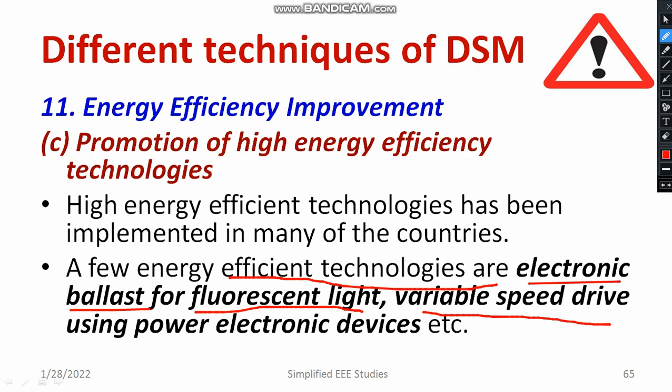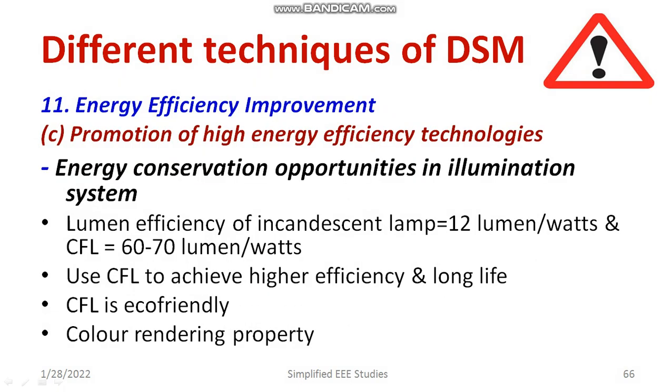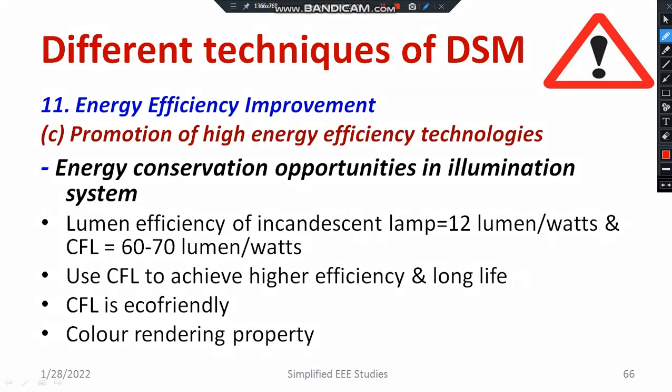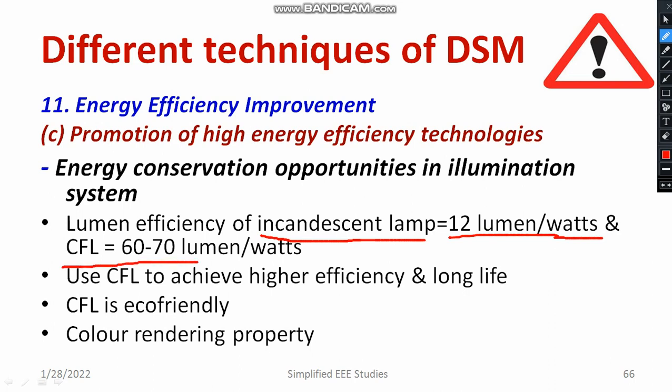Likewise, some promotion needs to be given for high energy efficient equipment. The government could give it at a subsidized rate. So this program is generally called energy efficiency improvement. A typical example of energy efficiency improvement is as follows. For example, a filament lamp or incandescent lamp gives an efficiency of 12 lumens per watt, whereas a CFL provides 60 to 70 lumens per watt.